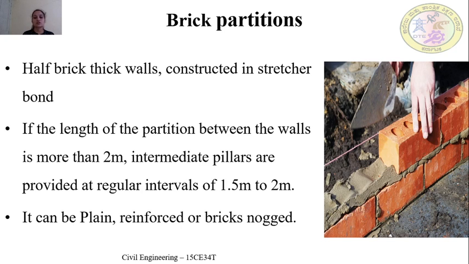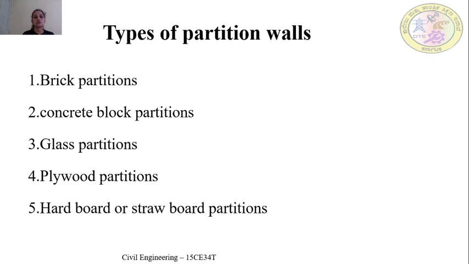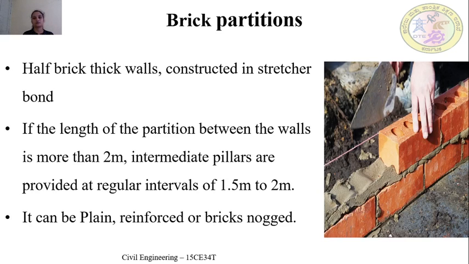In this particular session, we'll just look into the first 5 types of partition wall. That is brick partition wall, concrete block partition wall, glass partition wall, plywood partition wall, and hardboard or straw board partition wall.